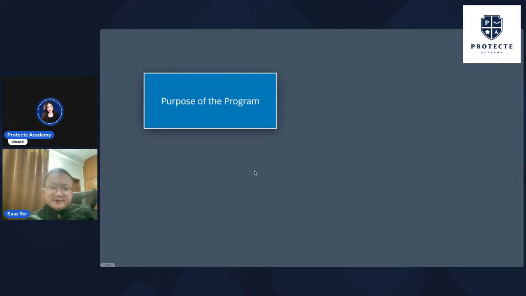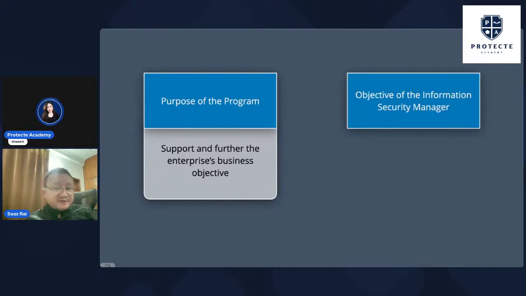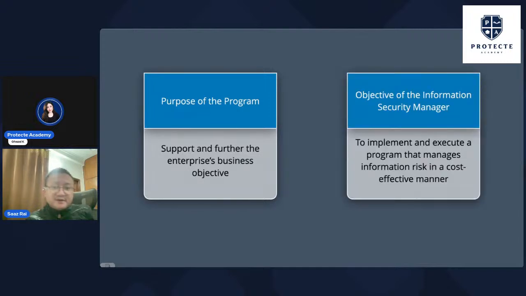You need to be able to define the purpose of the program, which is to support and further the enterprise's business objectives. And what's the objective of the information security manager? You will be implementing and executing a program that manages information risk in a cost effective manner. So that's your job, to have that program across the organization, where it's managing the risk to some acceptable levels, but also in a cost effective manner. So these are the things which you need to understand as an information security program manager.